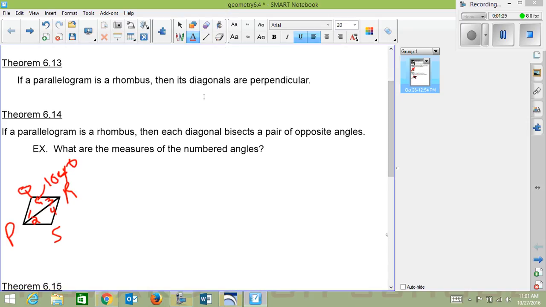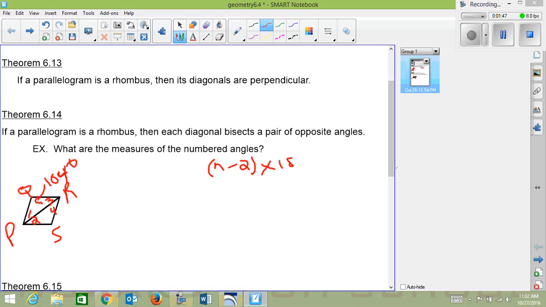So I'm going to have to do a little bit of work here. First thing I need to figure out is, how many degrees are there in a rhombus? If you remember from a couple sections ago, to figure out the total number of degrees in any polygon, you take n minus 2 times 180. So there are four sides, so 4 minus 2 is 2, 2 times 180, so there's 360 total degrees in a quadrilateral, in a four-sided figure. So this rhombus has 360 degrees.